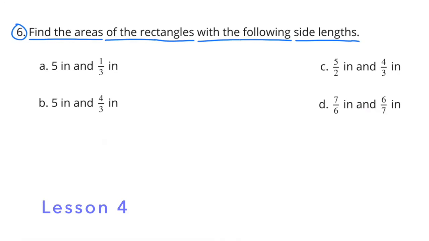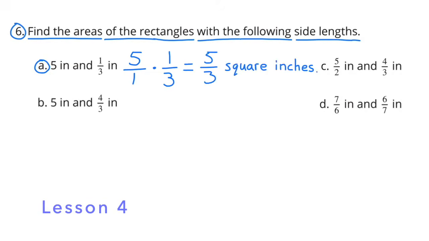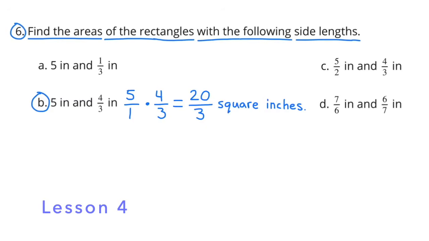Number 6. Find the areas of the rectangles with the following side lengths. A. 5 inches and 1/3 inches. 5/1 times 1/3 equals 5/3 square inches. B. 5 inches and 4/3 inches. 5/1 times 4/3 equals 20/3 square inches.